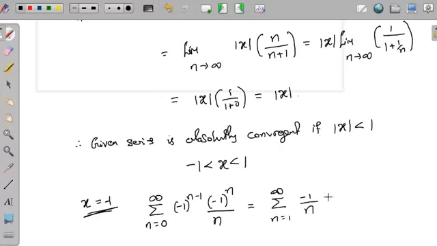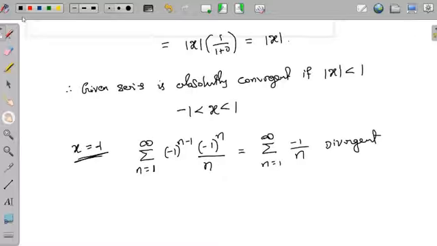So what can you say about this? Is this summation convergent or divergent? Can someone tell me? Sorry, here I should not start with 0 because n cannot be 0. It should be n equal to 1, since n is in the denominator. Can someone tell me, is it convergent or divergent? Yes, it is divergent, correct. Therefore at x equal to minus 1, at one endpoint, the summation is divergent.